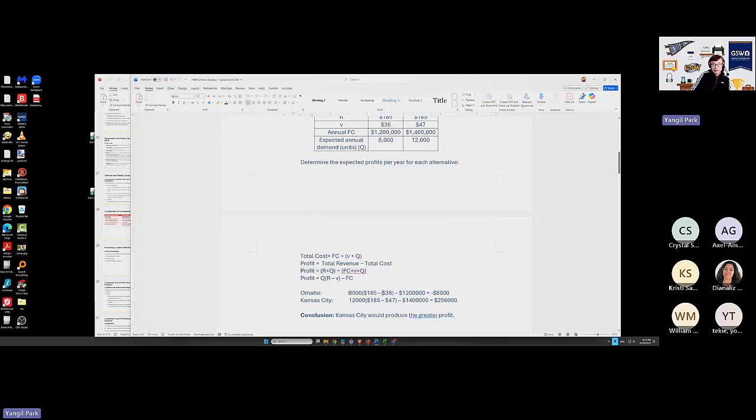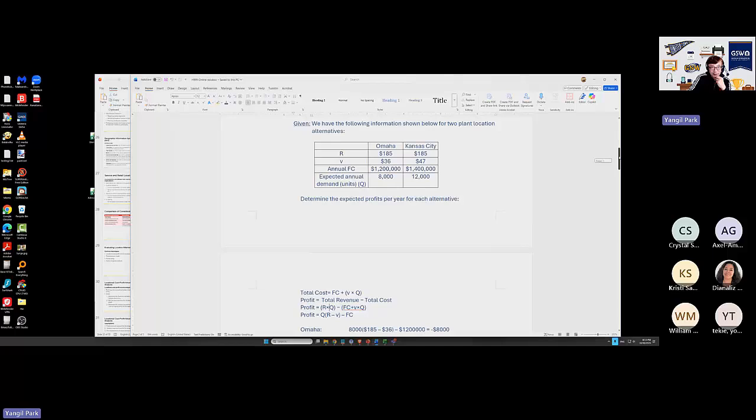Then if you apply this formula, you'll find the profit, because we know the revenue and we know the costs. Based on this, we found that Kansas City will give you better profit. Again, I'm going to provide those formulas, of course, for future tests.